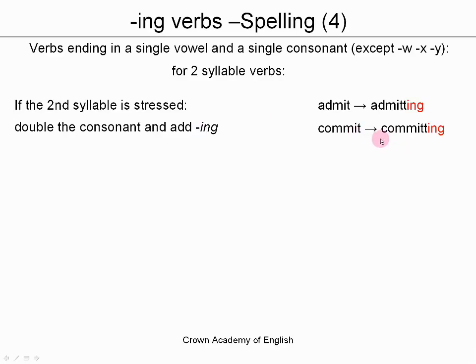Okay. There is a single vowel at the end, the letter I, and a single consonant, the letter T. Two syllables, com, mit, and the second syllable is stressed, mit. So we double the consonant, we double the letter T, and we add ing.